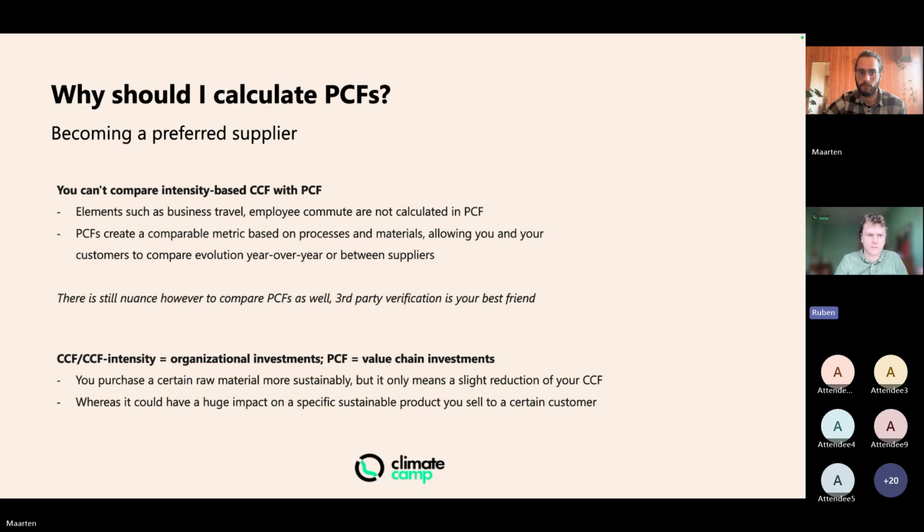All right. Thank you, Ruben, for your explanation. Yes, as I mentioned before, it is really important to compare apples with apples and oranges with oranges. Intensity-based CCF versus PCF has a different value when using it. The second question is, given the variety of supplier-specific calculation methods already in use for existing CCF reporting, what are the primary challenges and recommended strategies for standardizing this data to align with a consistent product carbon footprint reporting framework?